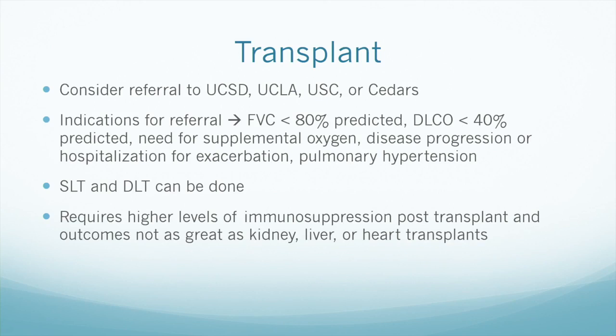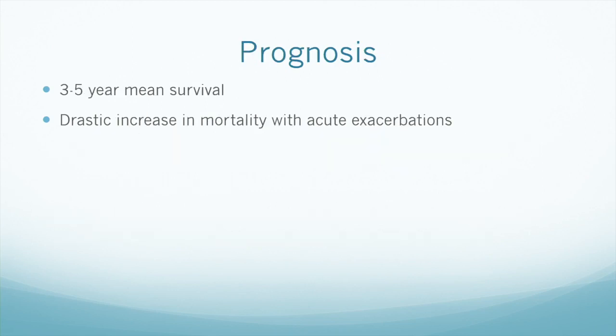Both single lung and double lung transplants can be done for these patients. Just to note, lung transplant patients do not do as well as patients with other organ transplants. Typical mean survival is about 6 years, so still not great, but much better than just the antifibrotic agents that we have at the moment. Prognosis, about 3 to 5 year mean survival, and prognosis definitely worsens with acute exacerbations.